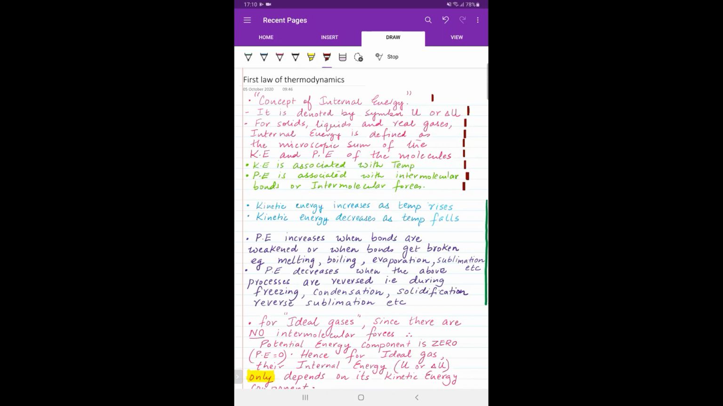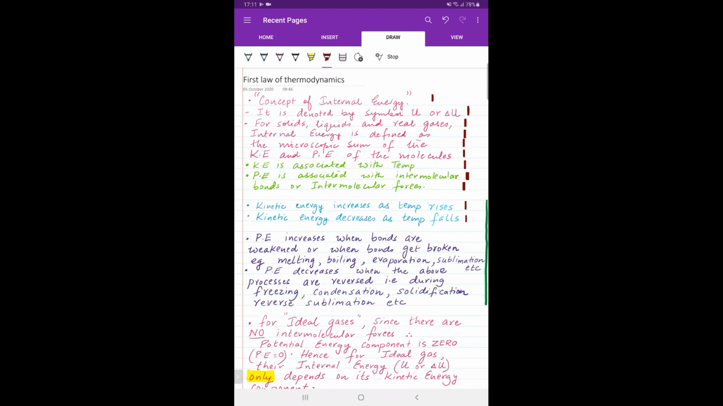Now, moving on further, kinetic energy will increase as the temperature begins to rise, and kinetic energy will decrease as the temperature begins to fall. See, so temperature के increase या decrease के साथ, kinetic energy of the molecules is associated. So a rise in temperature causes an increase in the kinetic energy, and a fall in temperature causes a decrease in the kinetic energy. Potential energy, on the other hand, as mentioned in the next statement.